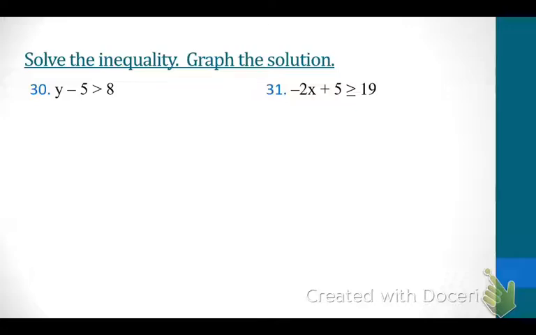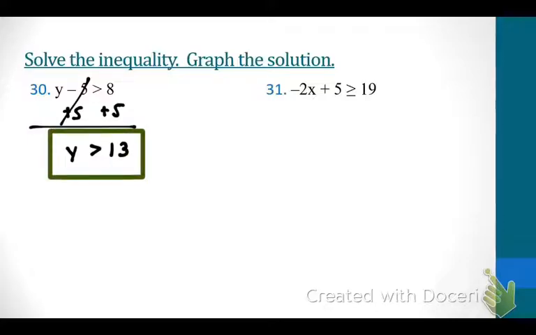Let's move on to the next one, number 30. Solve the inequality and graph the solution. First things first, we want to get that variable by itself. Dalton, what do I need to do to get y by itself? You are correct. We're going to add 5 to both sides. What do you get for your answer, Dalton? Okay, read me the whole answer, including the y. Y is greater than 13. Okay, very good.